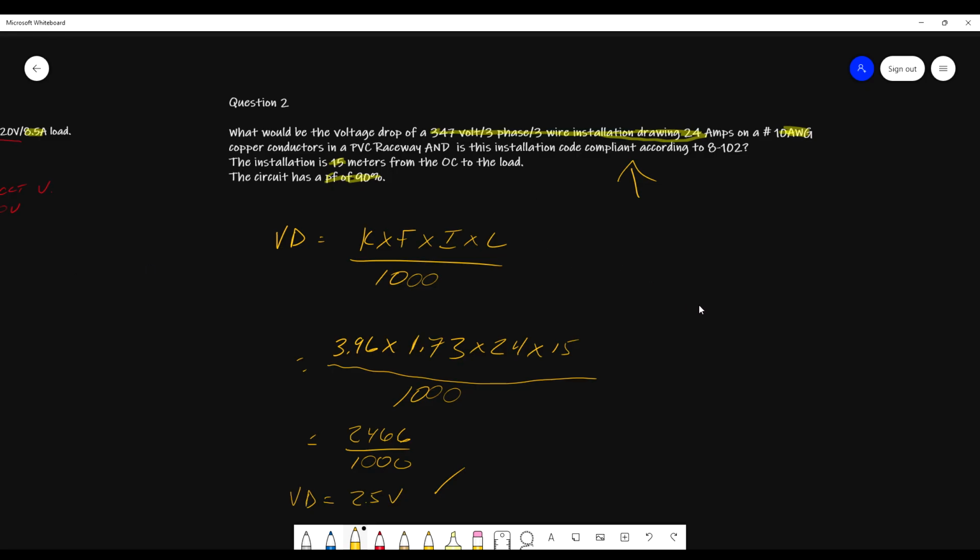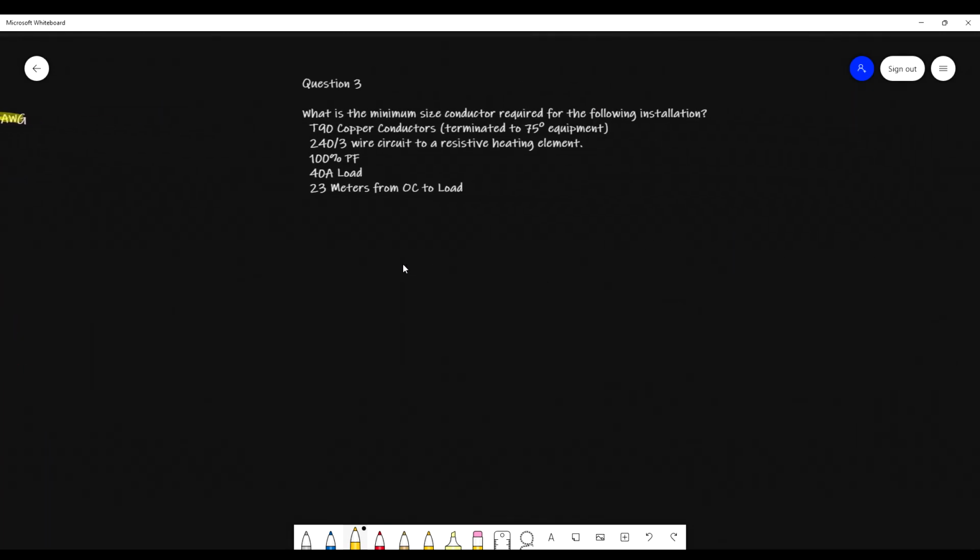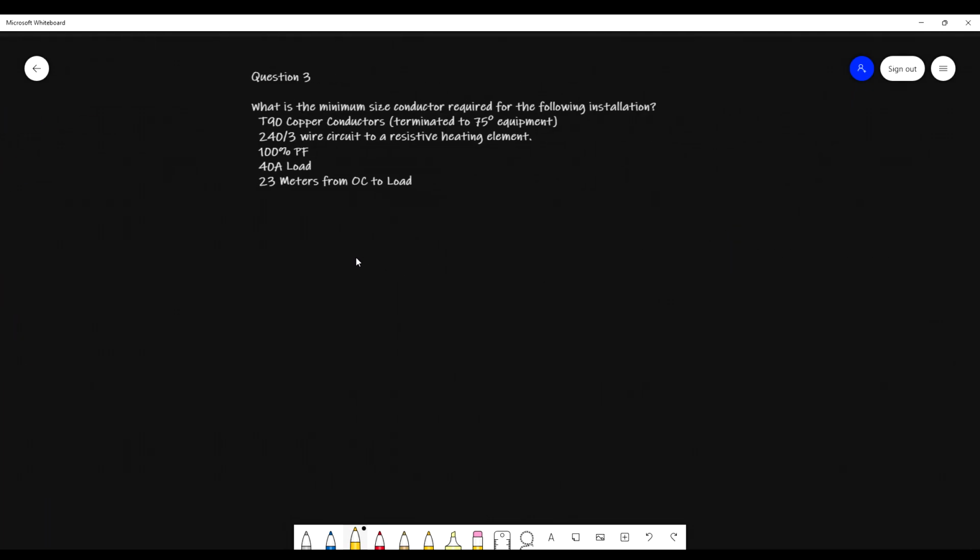Okay. All right, question 3. This will be the last one here. So this one, you don't know the conductor. You got to figure, okay, I got this installation. I know I'm using T90 conductors, copper.